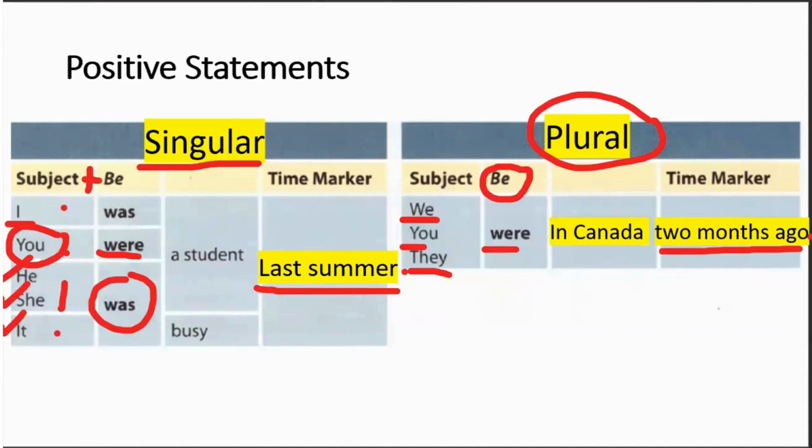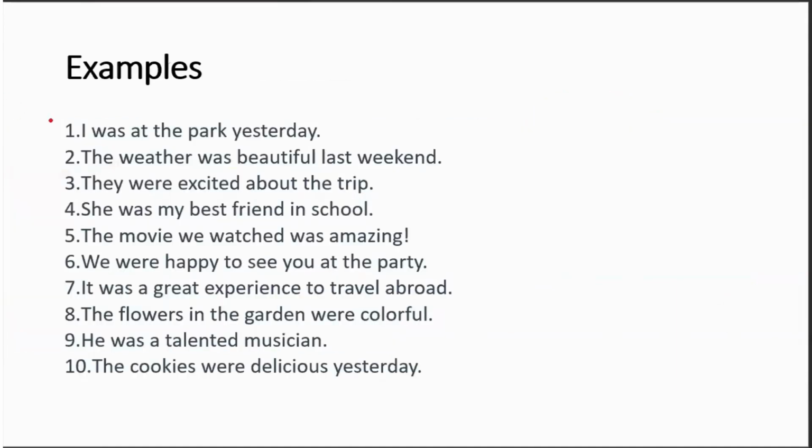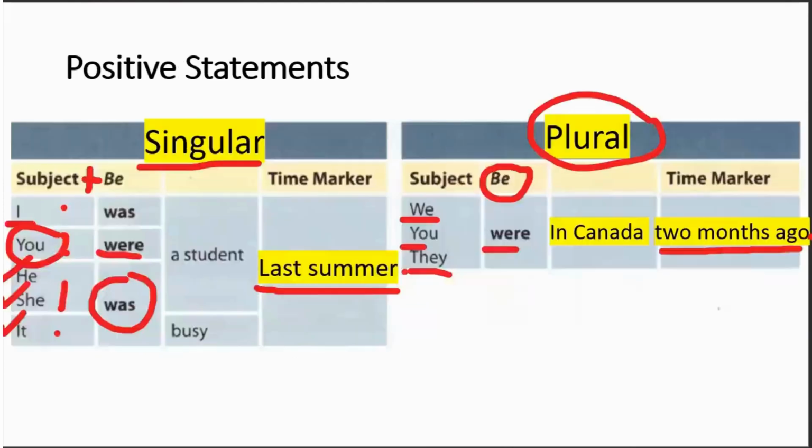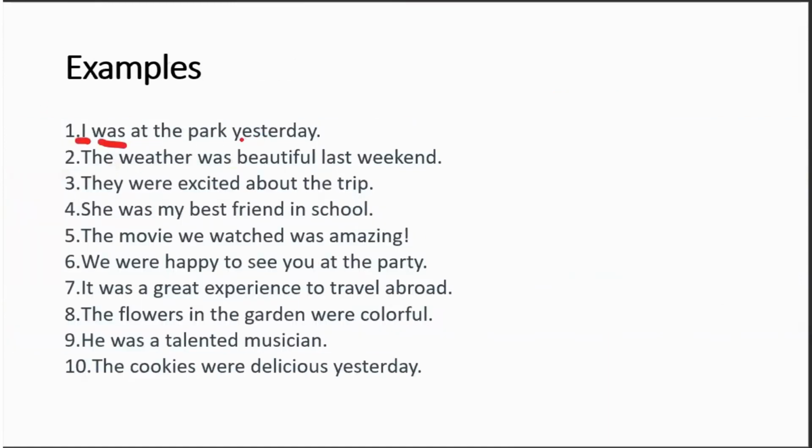Now let's look at some more examples. I is the subject, and then we are using was. Because remember, with I, we use was. I was at the park yesterday. Time marker goes in the end. The weather was beautiful last weekend. They, here we have a plural subject. We are using were. They were excited about the trip.